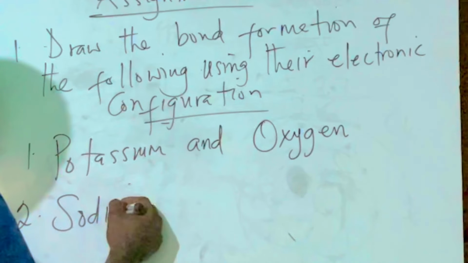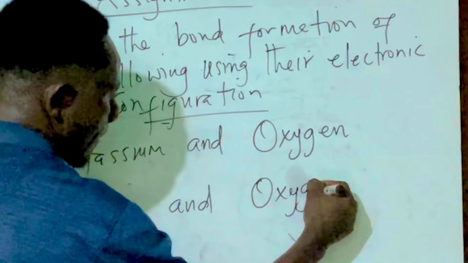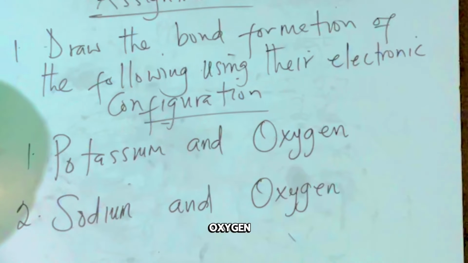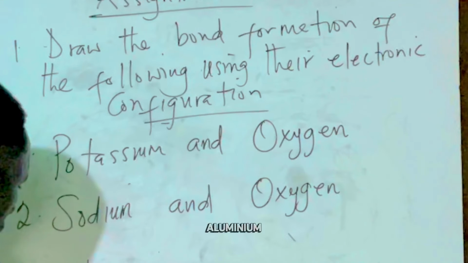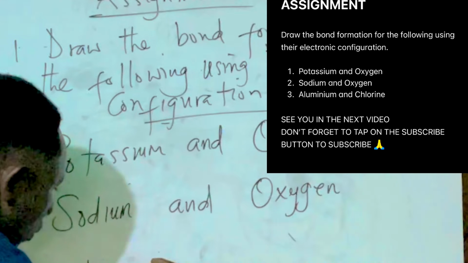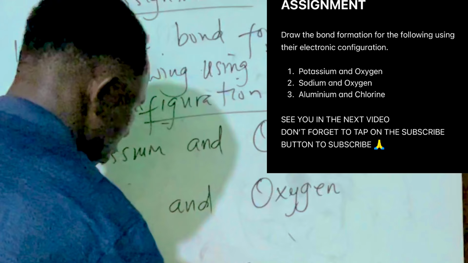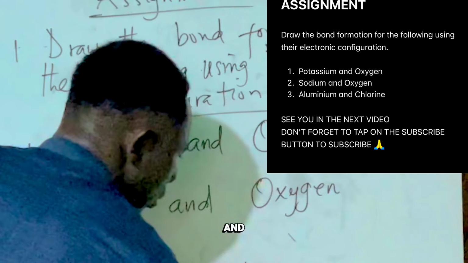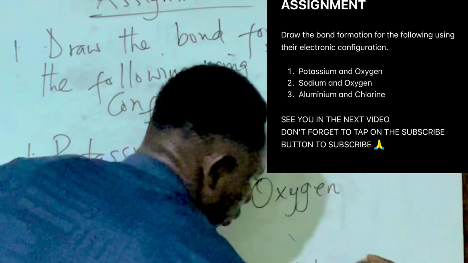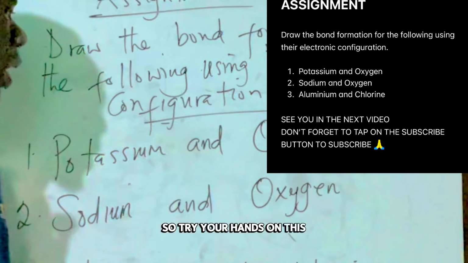Two, sodium and oxygen. Three, aluminium and chlorine. So try your hands on this. Try your hands on this. In our next lesson, we will discuss it.